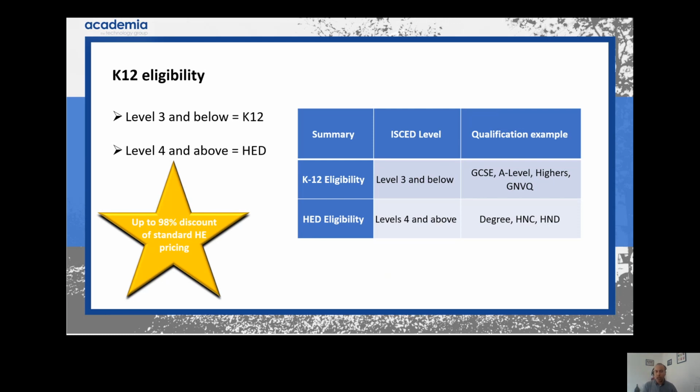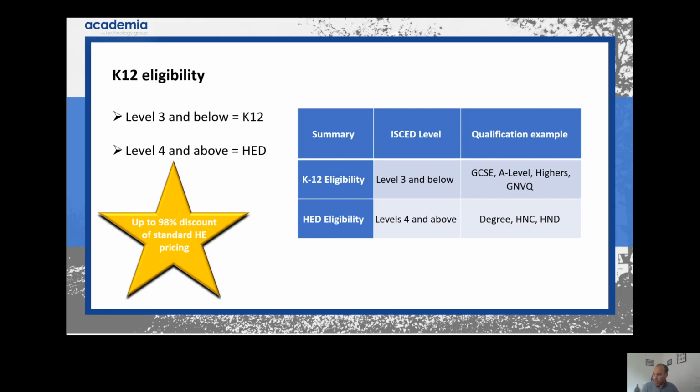But more applicably, when you look at the actual ranges of students in the US who are able to access schools-based licensing, it does go up to sort of our FE level, if you like. So the definition Adobe have utilised is around the international or the ISCED levels, and that calls out that level 3 and below qualify for K-12, level 4 and above are eligible for standard educational HED pricing. So examples of level 3 and below could be like an A level, for example. Levels 4 and above could be degree plus.